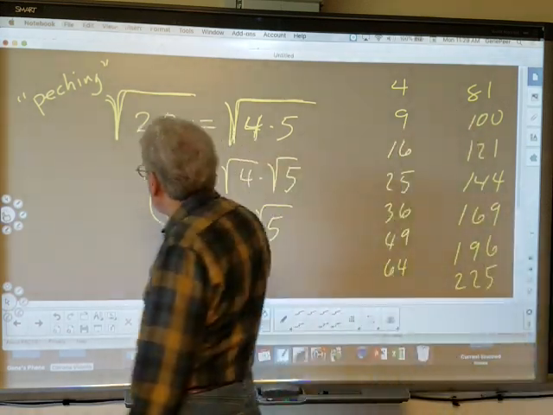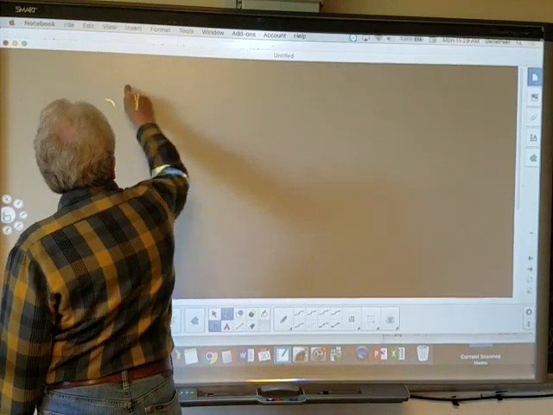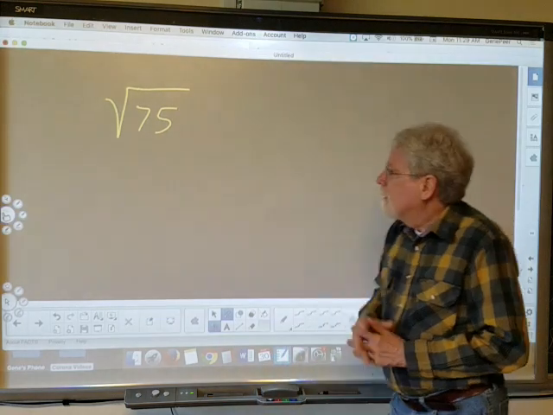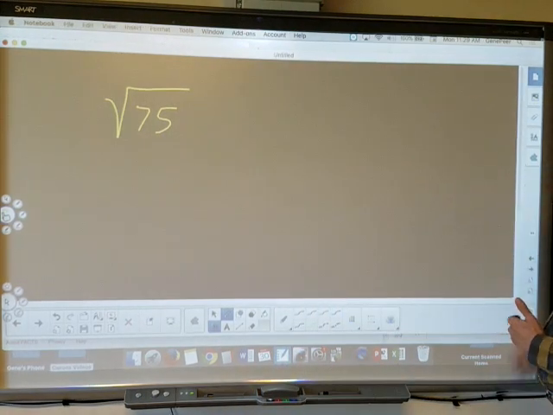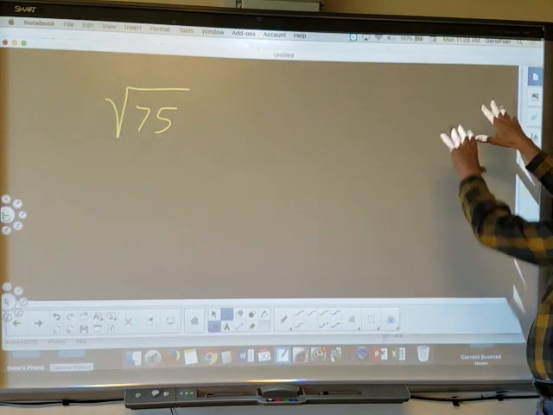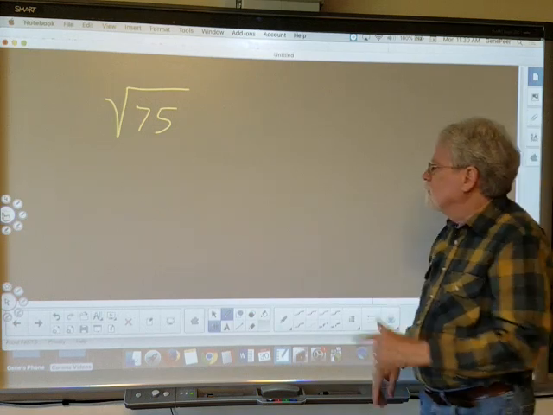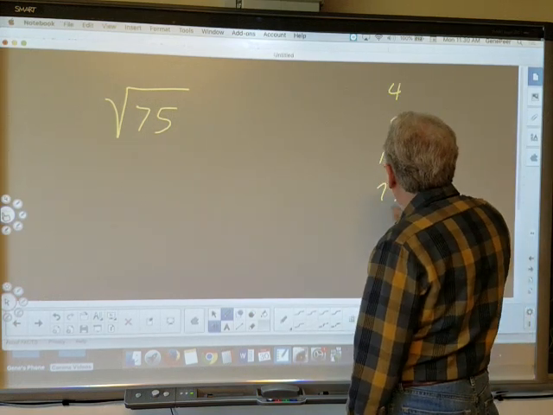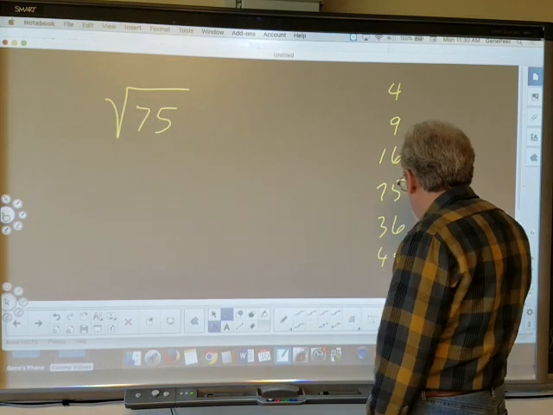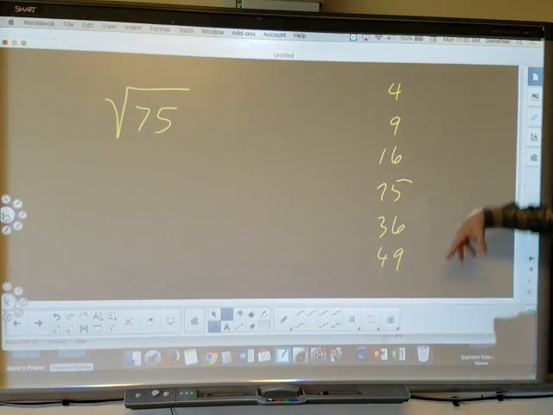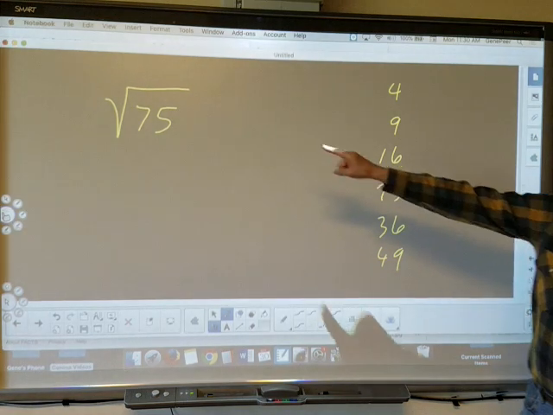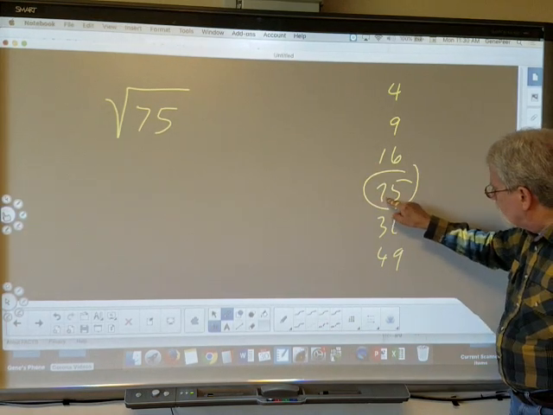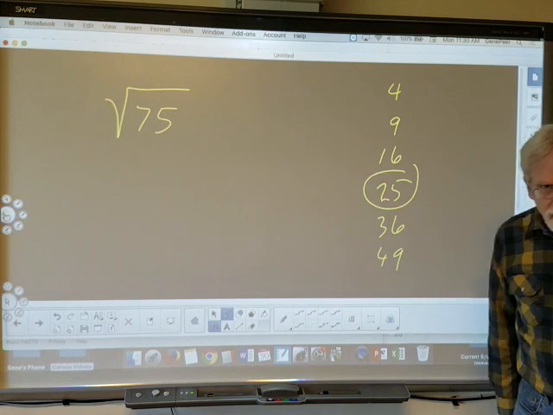A couple more examples of how that works. Let's consider the square root of 75. All right, what perfect... Oh, I erased my perfect squares. Well, imagine that list is still there. Oh, let's not just imagine. 4, 9, 16, 25, 36, 49, and I'll stop there. What perfect square goes into 75? You are absolutely right. 25, that's a 2. 25 goes evenly into 75.